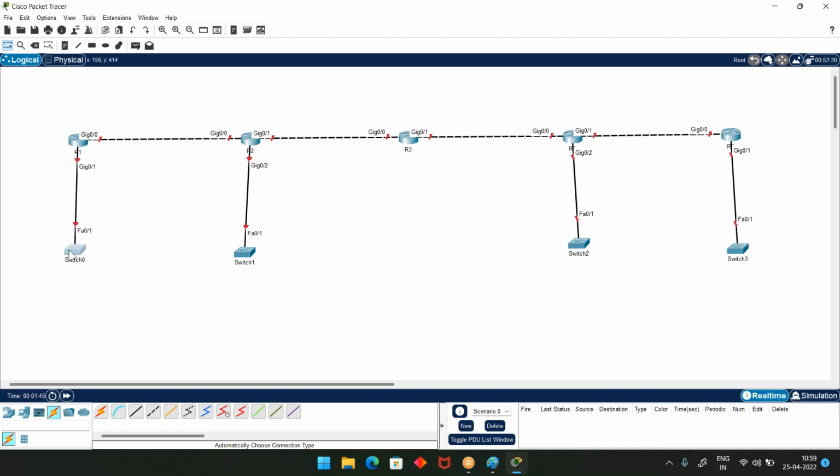So sir, how can we configure multiple areas here? Multiple areas here. Check this. Okay. So what can we do first of all here?